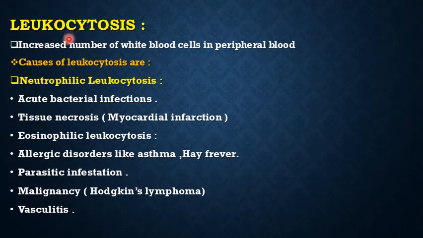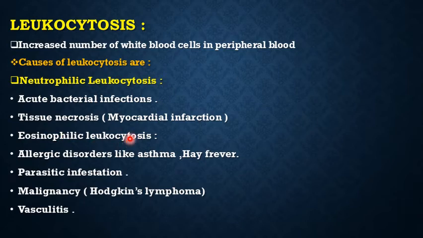Leukocytosis. What is the meaning of leukocytosis? It is an increase in the number of white blood cells in the peripheral blood above the normal range. Causes of leukocytosis: the main cause is infection, especially neutrophilic leukocytosis in bacterial infection. Any patient with bacterial tonsillitis, pharyngitis, abscess, or any bacterial infection has an increase in neutrophils in the blood, which causes neutrophilic leukocytosis. Myocardial infarction and tissue necrosis also lead to leukocytosis.